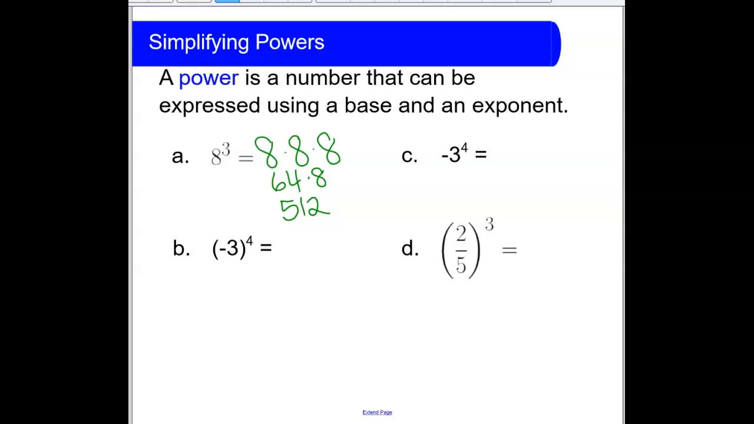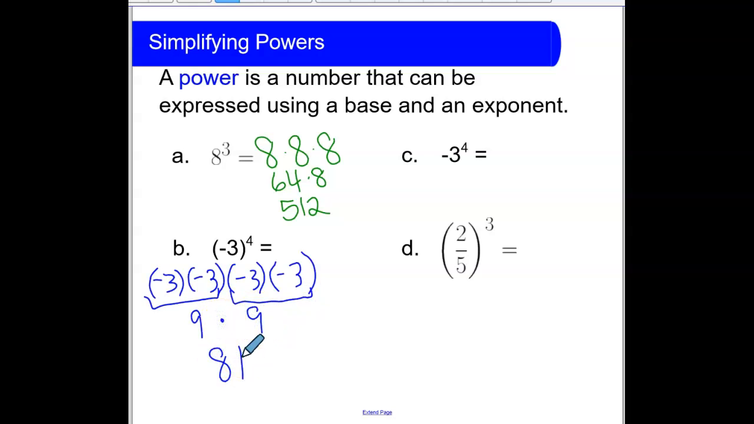So for B, I think about this problem as, this is that quantity, -3 to the fourth power. So that means I'm going to multiply a -3 4 times. Well, -3 times -3, that's +9. -3 times -3, that's also +9. And 9 times 9 is 81. But see, we're not going to get the same answer.